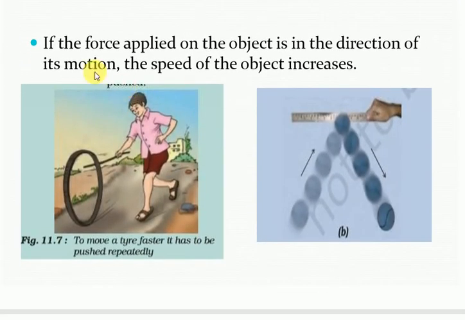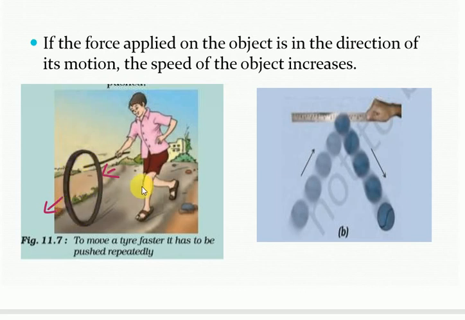Now next one: if the force applied on the object is in the direction of its motion, the speed of the object increases. So this is the statement I have just explained to you. There is an object, and on that object a force is applied in the direction of its motion. What is the direction of the motion? The direction in which the body or the object is moving is called the direction of motion.